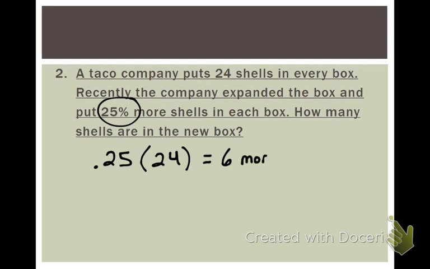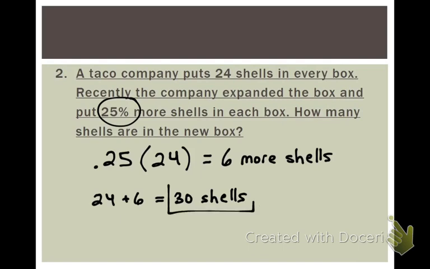They are putting 6 more shells into their box, but my question did not ask me how many more they're adding to it. This is what the question says. How many shells are in the new box? So how do I figure that out? Add 24 to 6 and you get 30 shells. All right, you had 24. They're adding 6 more. And when you do that, you do find that their new boxes are now 30 shells instead of 24 shells. Great job on that one.